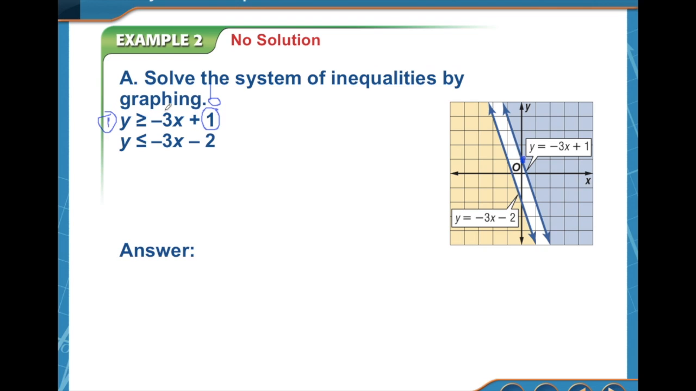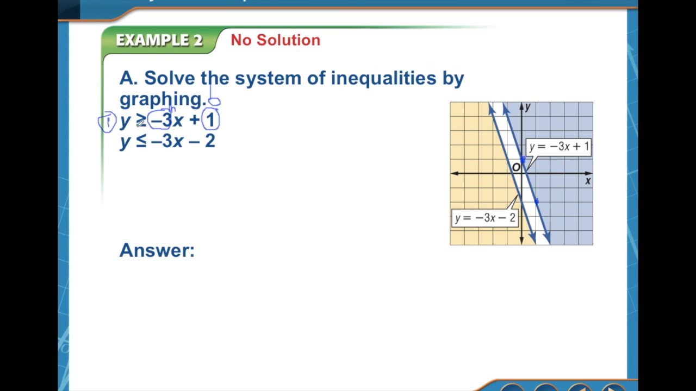Next, I need to look at the slope. My slope here is a negative 3. We use the letter m to show a slope. So my rise over my run is negative 3. So I can rise negative 3. That means go down 1, 2, 3, and then go over 1. That will give us that point, and then we can draw our line.